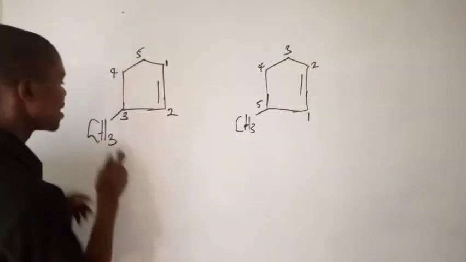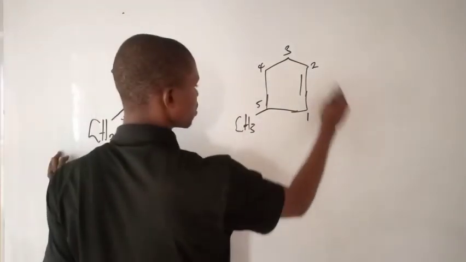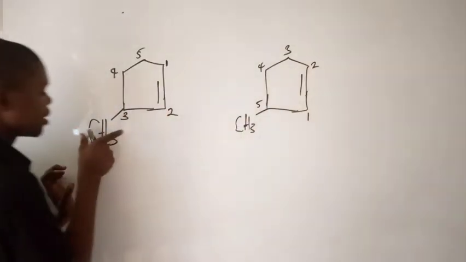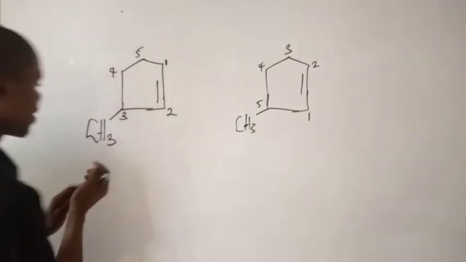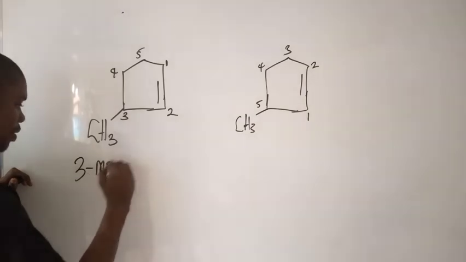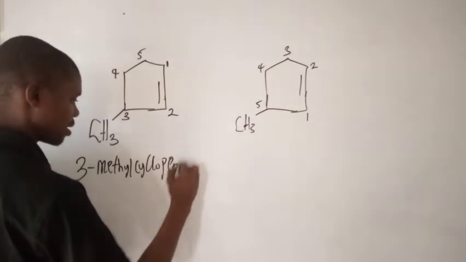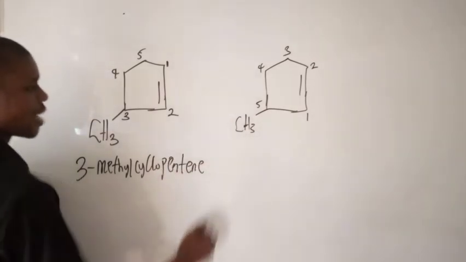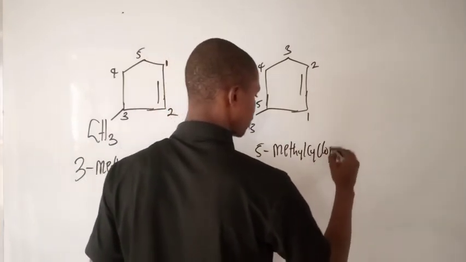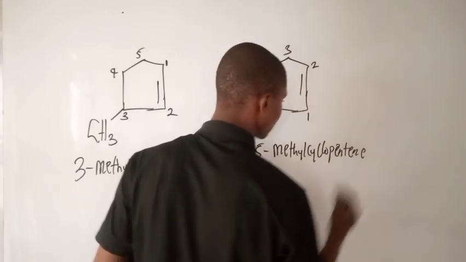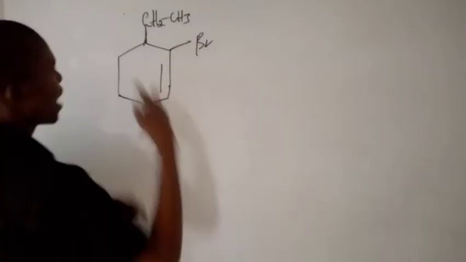You can see that when I start from here, the position of the methyl is carbon number 3. But when I start from here, the position of the methyl is carbon number 5. The carbon atom carrying the substituent must have the lowest possible number. So the name of this one is 3-methylcyclopentene, while the name of the other is 5-methylcyclopentene. Which is the most accurate? This one is the correct one, this one is the wrong one. This is how you want to name it.